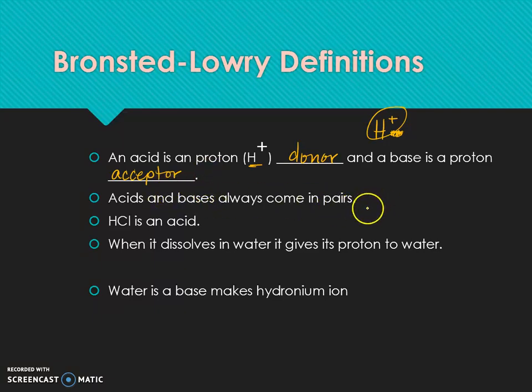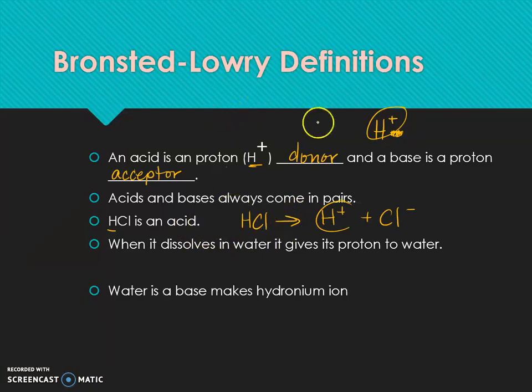We'll talk about that more later on. Okay, HCl is an acid. How do we know? Because when it's dissolved in water, HCl breaks apart into H plus and Cl minus. Right there, that hydrogen is being given away. It's being donated, and so that's why we say that HCl is an acid.